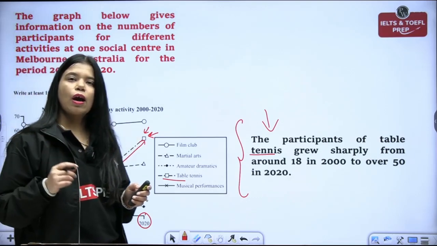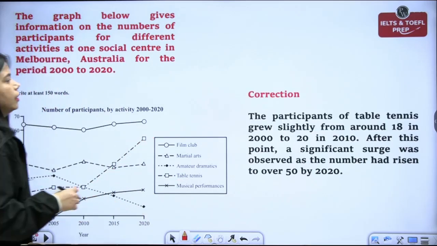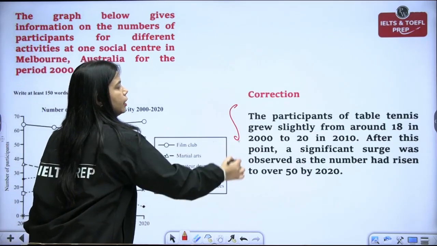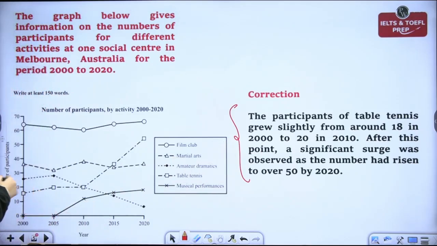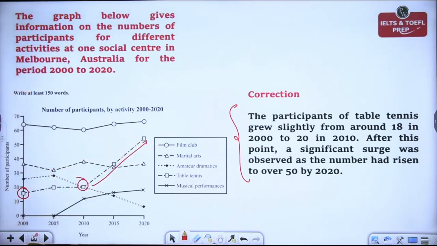So let's see how we can correct it. Here you go. The correction is the participants of table tennis grew slightly from 18 in 2000 to around 20 in 2010. After this point, a significant surge was observed as the number had risen to over 50 by 2020.